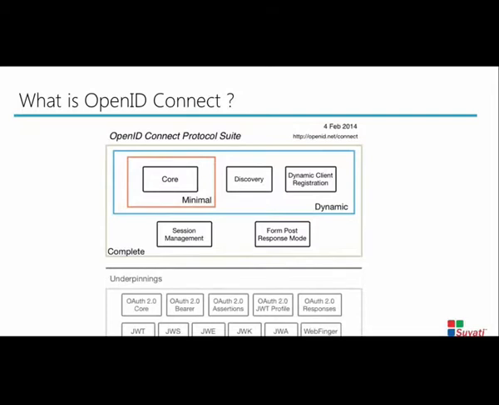Now let's dive a bit deeper into the OpenID Connect protocol suite. Here you can see the core, which basically does the OAuth calls. It collects back the access token, exchanging the access token with the user info endpoint URL to collect back the user details. So all those things happen here at the core, right?